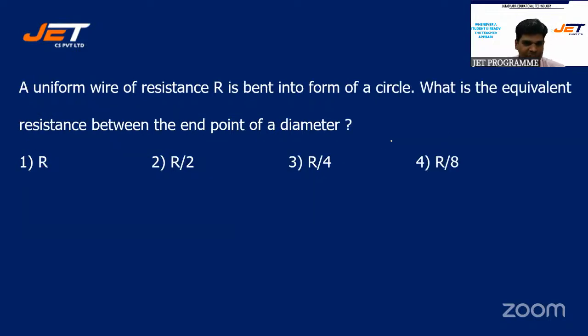This is a good one, students. This is a nice question. A uniform wire of resistance R is bent into the form of a circle. What is the equivalent resistance between the endpoints of the diameter? Now it is visible, right, Akshay? Is that okay?